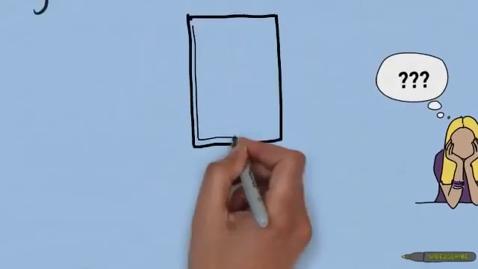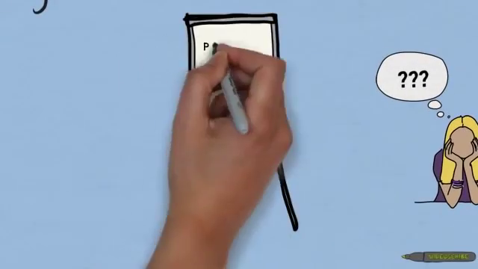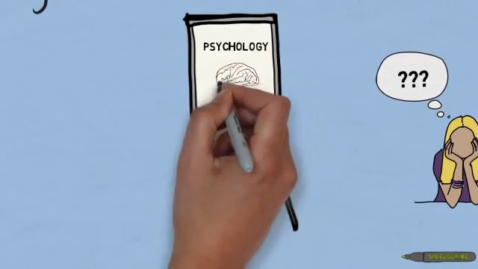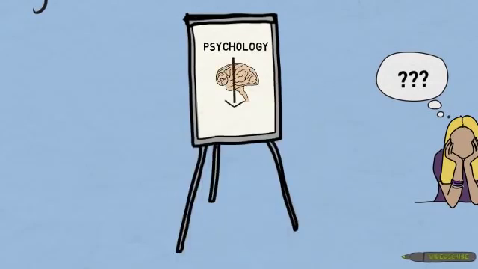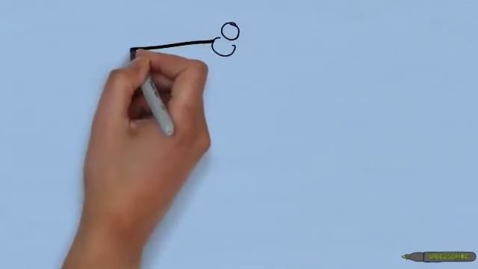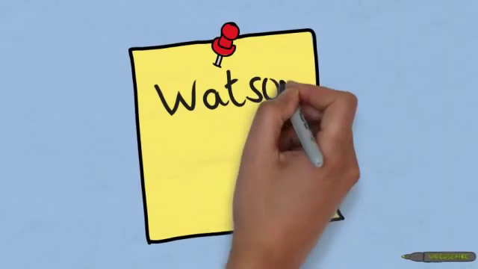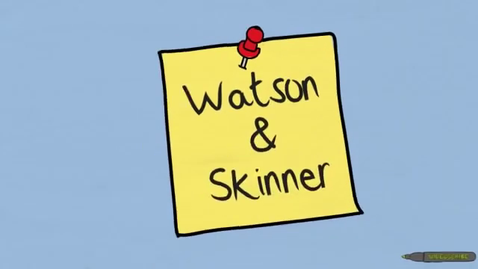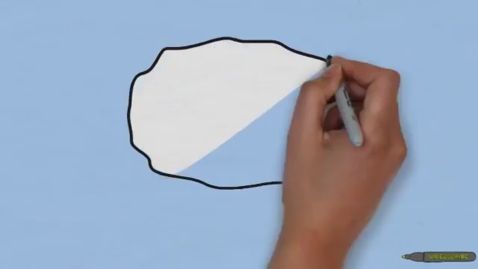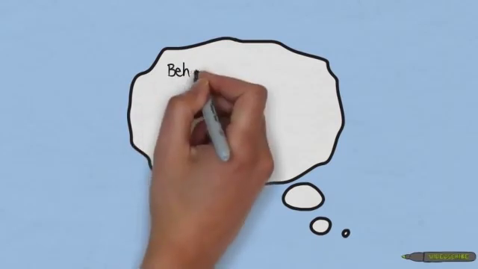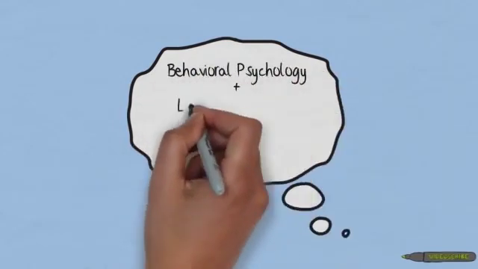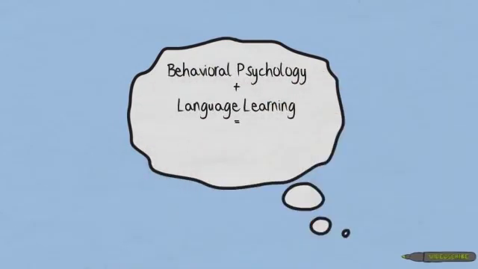Well, in the 50s and 60s, it became popular to apply behavioral psychology to all types of learning, including language learning. Two psychologists most known for applying behavioral psychology to learning, and especially language learning, are Watson and the already mentioned Skinner. This application of behavioral psychology to language learning eventually led to the behaviorist theory of second language acquisition. So, what exactly is the behaviorist theory of SLA, or second language acquisition?